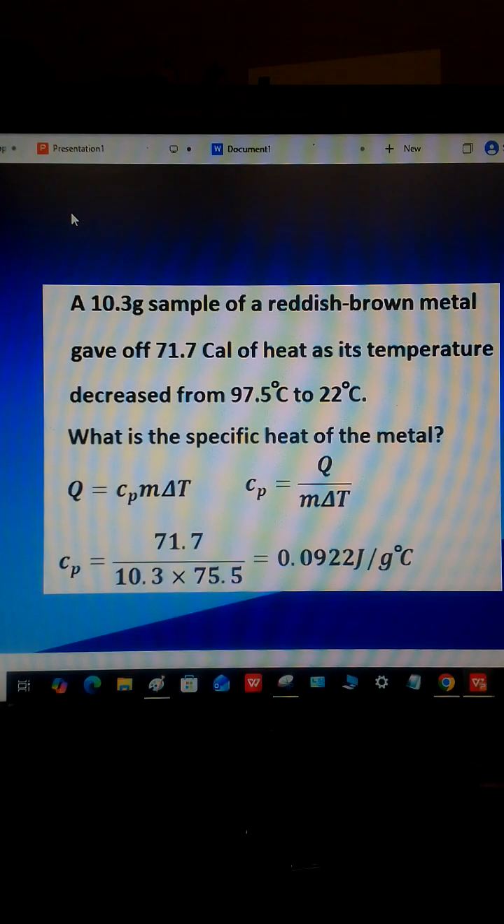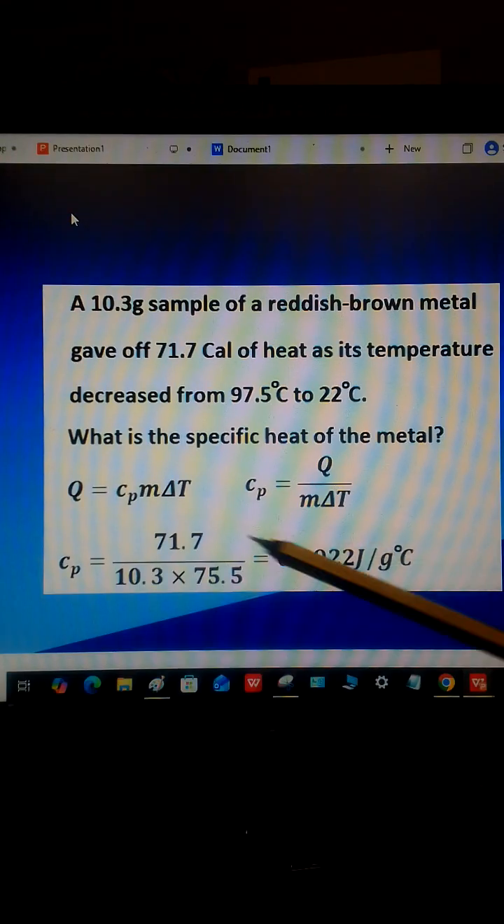Let us look at a worked example to see how we can calculate a specific heat capacity of a material. A 10.3 gram sample of a reddish brown metal gave off 71.7 calories of heat as its temperature decreased from 97.5 degrees Celsius to 22 degrees Celsius. What is the specific heat of the metal?